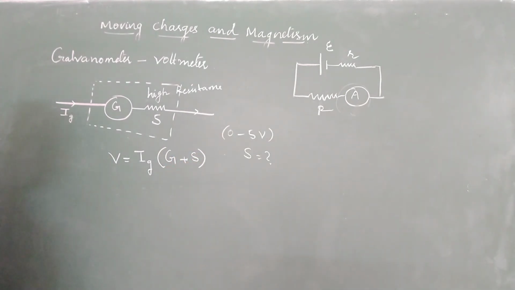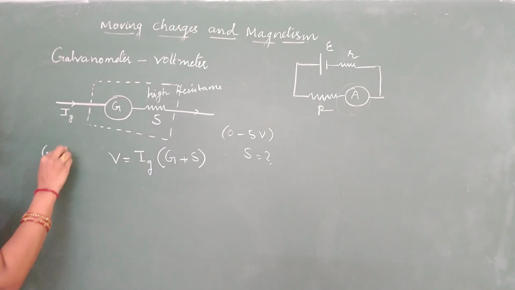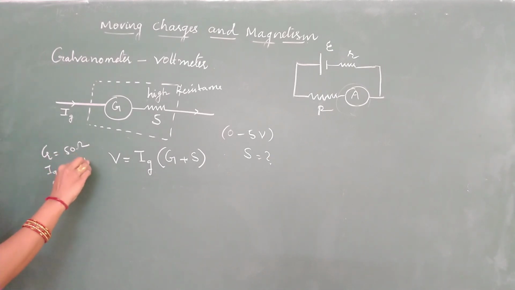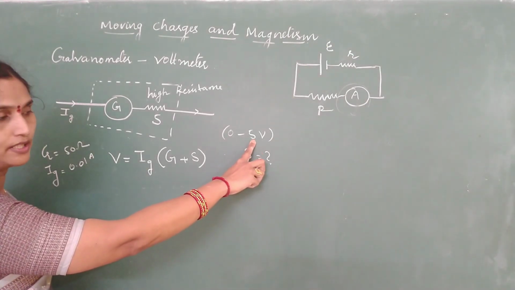Okay, let us take an example. Say I want to convert this galvanometer whose resistance is, say, 50 ohms. The maximum current that can pass through the galvanometer, I am taking very small, 0.01 ampere, just an example. I want to convert it into a voltmeter of 0 to 5 volt range.